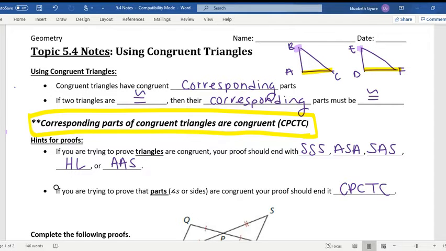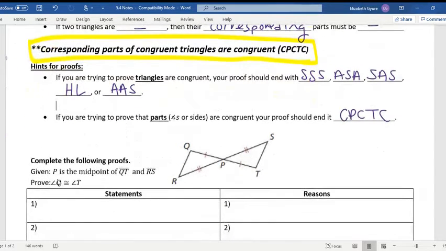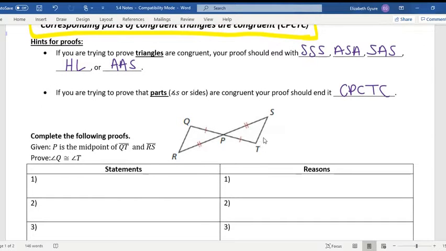Okay. So if you take a look at this first proof here, it says prove that angle Q is congruent to T. Well, that's not saying prove the two triangles are congruent. That's saying prove that the two parts are congruent. So this means this proof must end in CPCTC. Now the question is, how do you do this? All right, well, really, it's the exact same thing we've been doing. You just then, after it, need to do one extra step. And that extra step is almost a freebie.